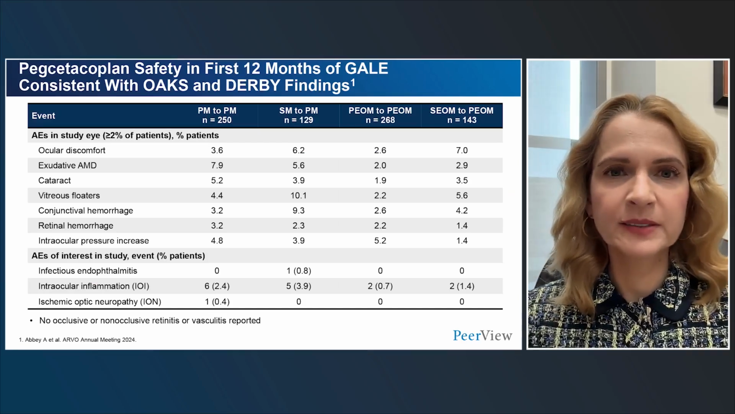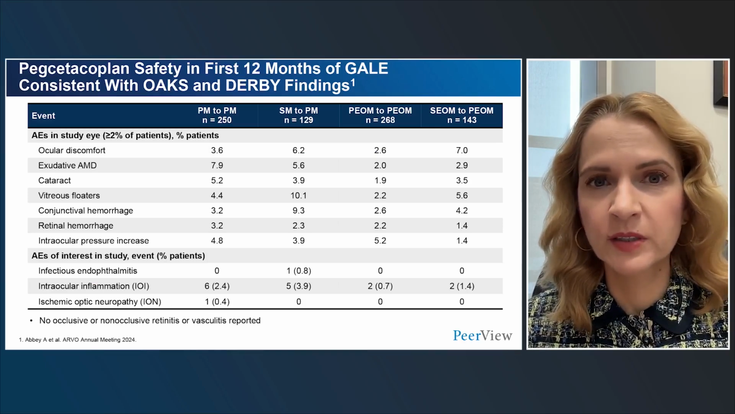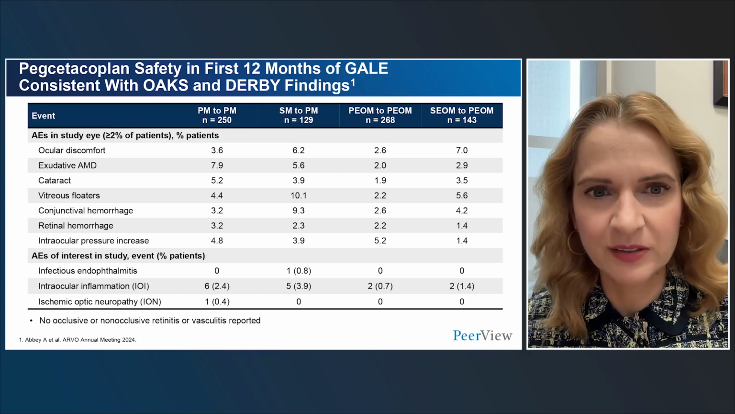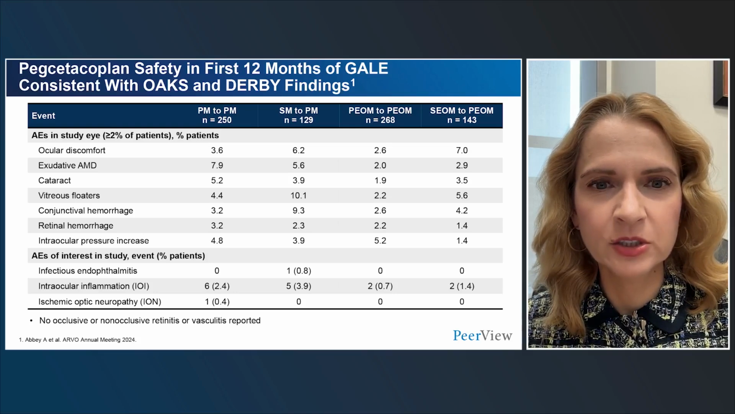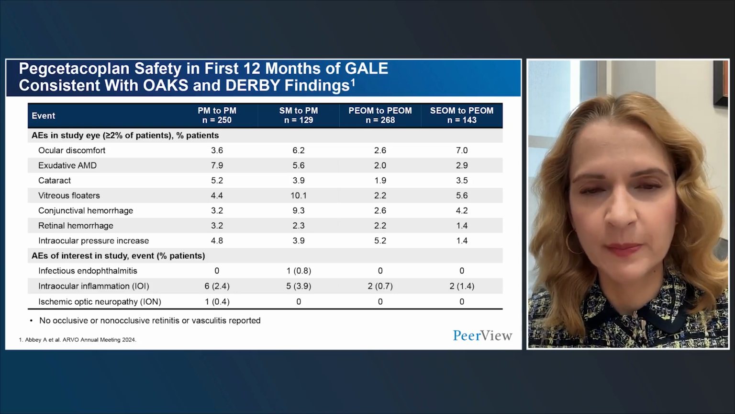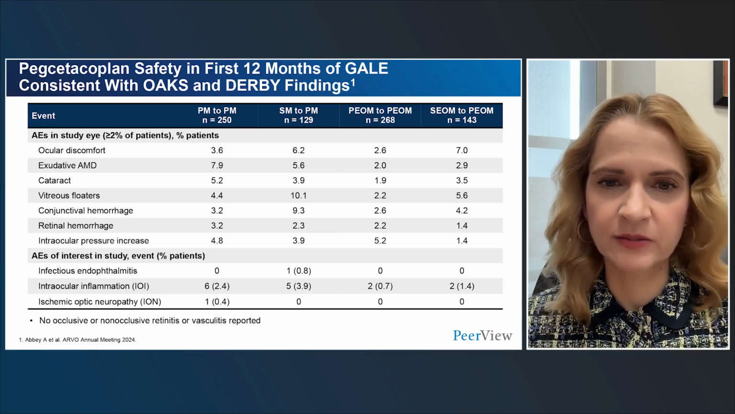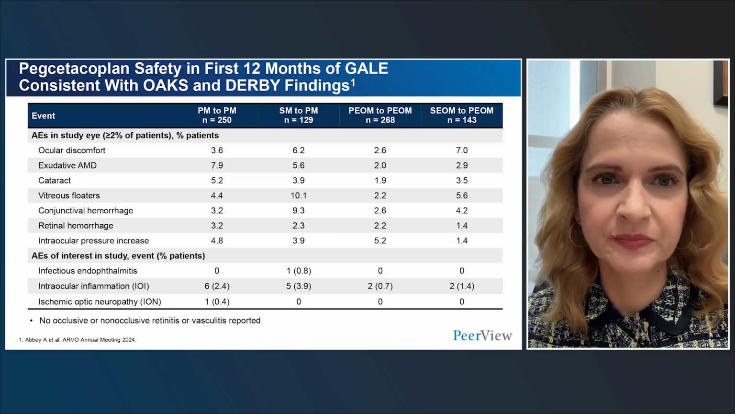The safety of pegcetacoplan in the first 12 months of the GALE study was consistent with the Oaks and Derby findings. The ocular AEs are listed on this slide. There was incidence of intraocular inflammation and ischemic optic neuropathy as rare events, and there were no occlusive or non-occlusive retinitis or vasculitis reported in GALE, similar to Oaks and Derby.